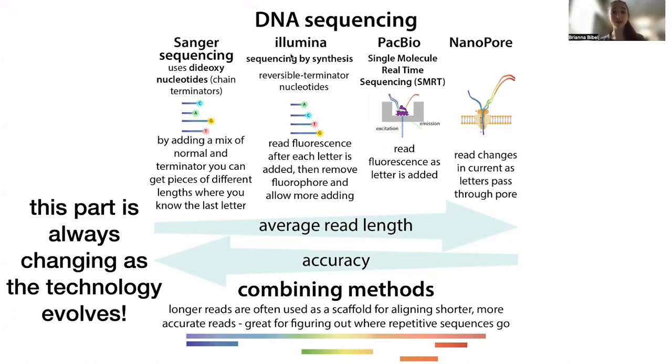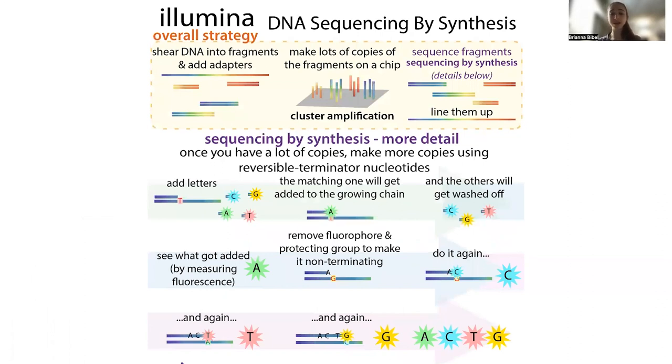So again, they're going to use terminator nucleotides, dideoxynucleotides, but they're going to use reversible ones. So in the case of Sanger sequencing, we had a permanent terminator nucleotide. So if you add one of those, you stop. And so each of those strands is going to be a different length. In the case of Illumina, all your strands are going to basically be the same length because instead of just permanently stopping it, you're stopping it temporarily so you can read out what signal was added. Then you are removing that blocking group and then adding more.